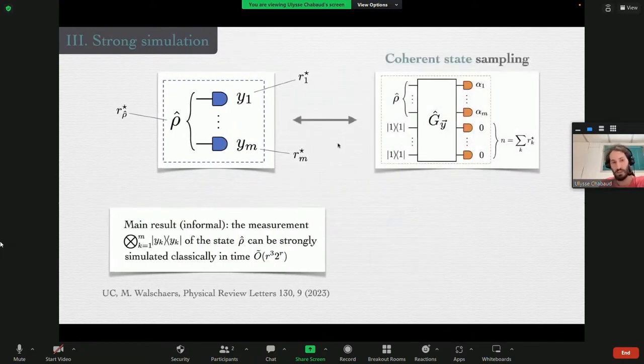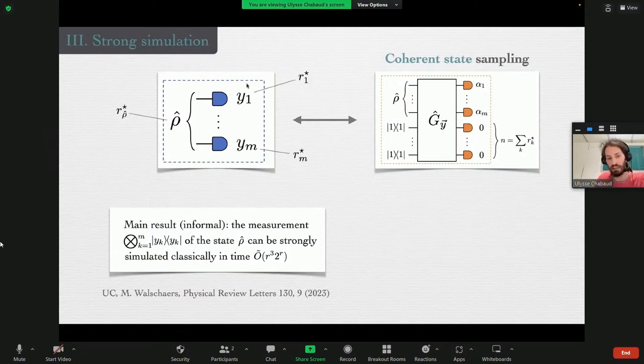This is a two-step process. The first step, which I'm going to detail afterwards, consists in rewriting this general sampling experiment in a different way, which we call coherent state sampling. Now, instead of projecting onto an unknown state that could be very non-Gaussian, for example very resourceful, we're projecting onto coherent states, which are less resourceful quantum states. This comes at the cost of adding a layer of Gaussian computation in the middle, and the addition of non-Gaussian ancillary states. And you need as many non-Gaussian ancillary states as the stellar rank of the measurement projectors.